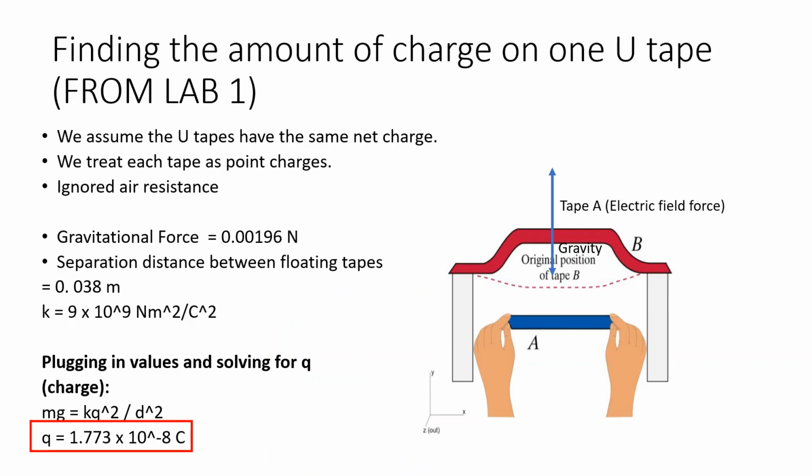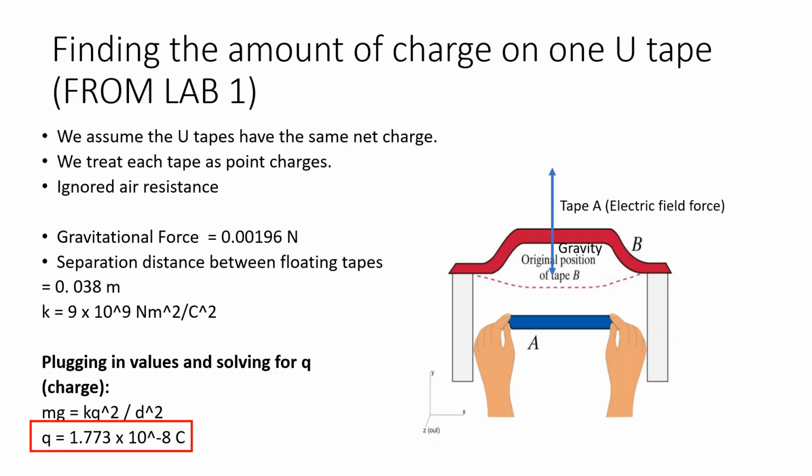In Lab 1, we find the amount of charge on one U-tape, which is the top tape as shown in the diagram to the right, tape B, with the vector forces shown on it. We made a couple of assumptions. We assumed that the U-tapes have the same net charge, we treated each tape as a point charge, and we also ignored air resistance.